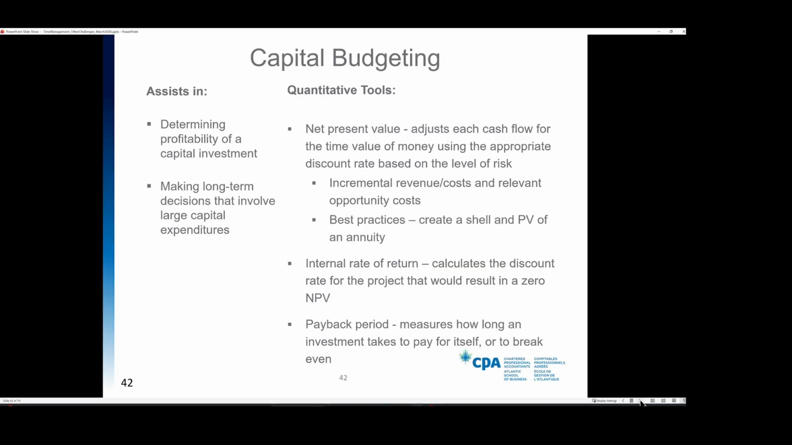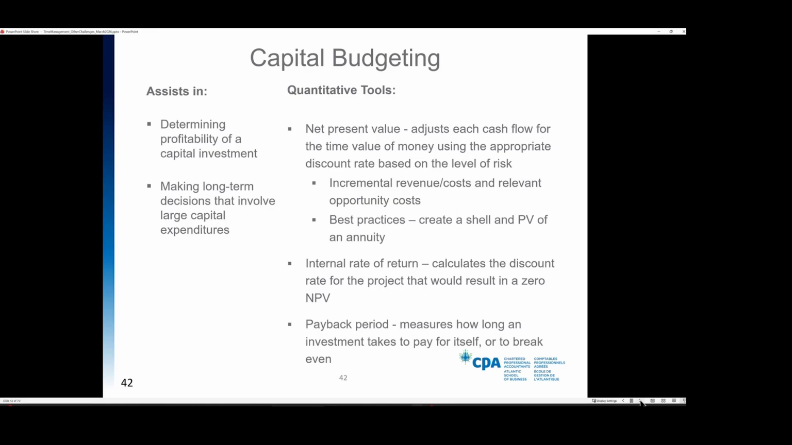incremental revenue and costs. You also need to include any relevant opportunity costs. So say if they open another division, and that means that they're no longer able to produce 500 units of a particular product, you're going to have to add an opportunity cost. It's going to be a negative outflow of cash. It's going to be the loss contribution margin for those 500 units that you can no longer produce.